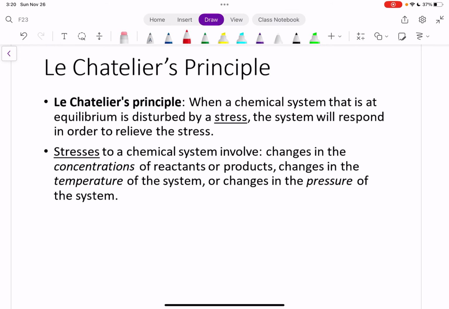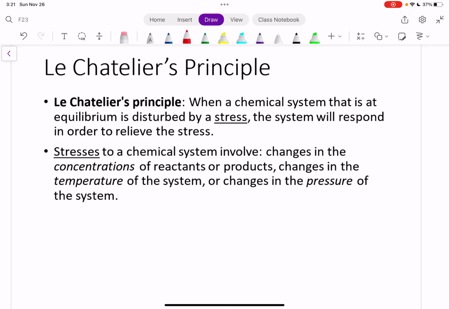All right, now there was a French chemist named Le Chatelier, credited with discovering that when a chemical system that's at equilibrium is disturbed by some kind of stress, the system will respond in order to relieve whatever stress was applied. And what do I mean by stress? Well, stresses to a chemical system are things like we change the concentration of our reactant or product. We add more reactant or we add more product. Or something like changes in temperature.